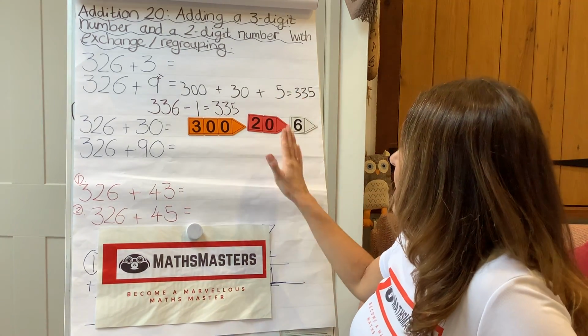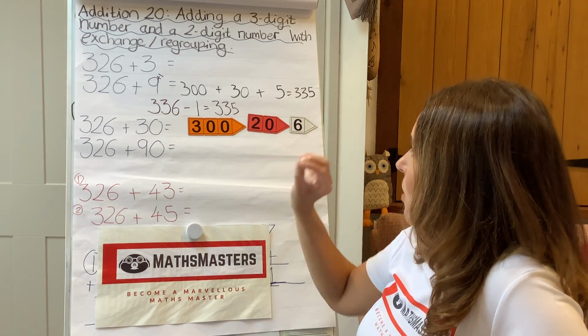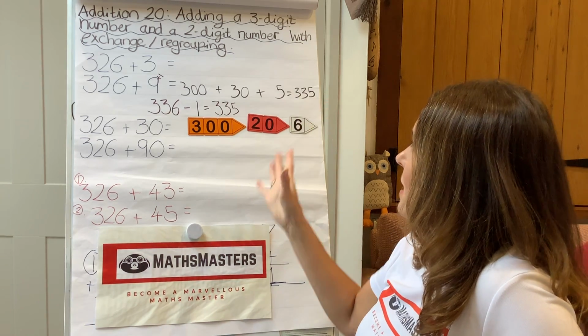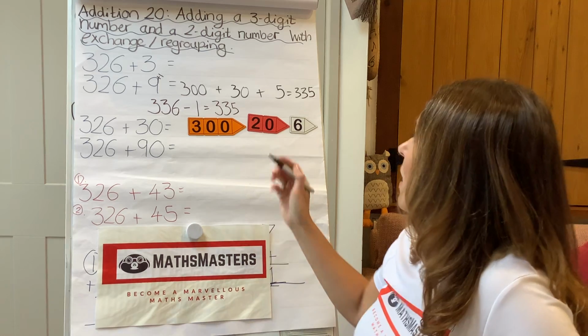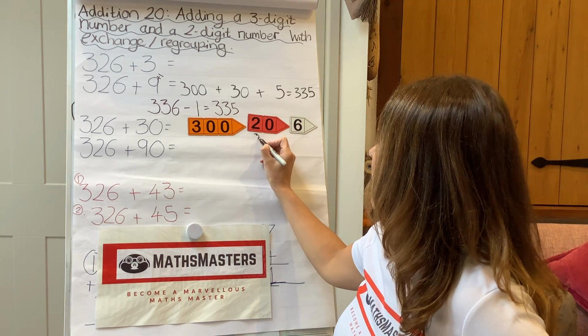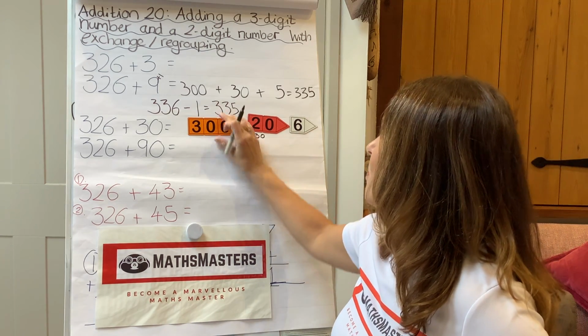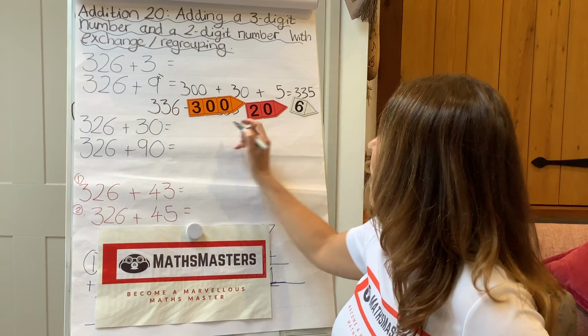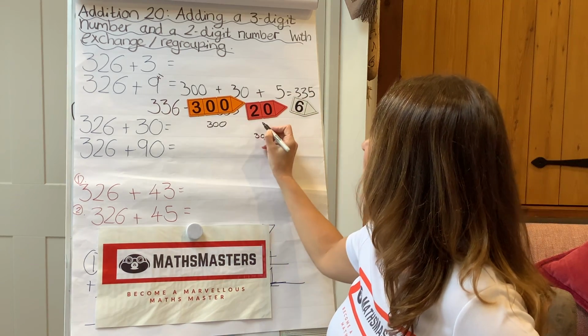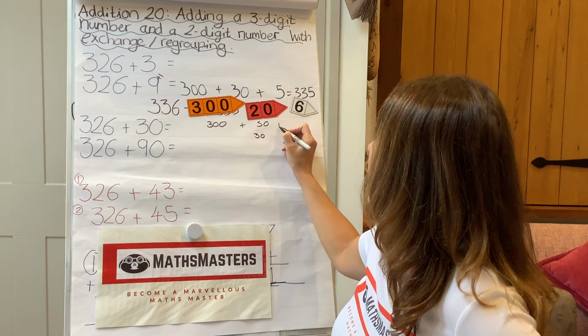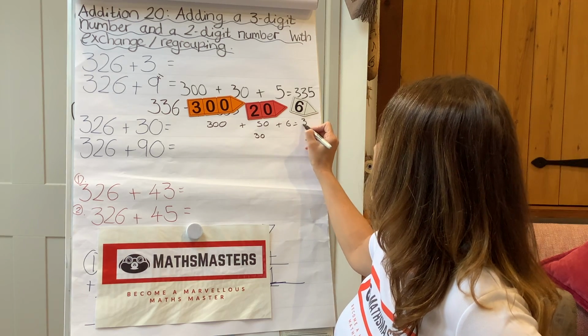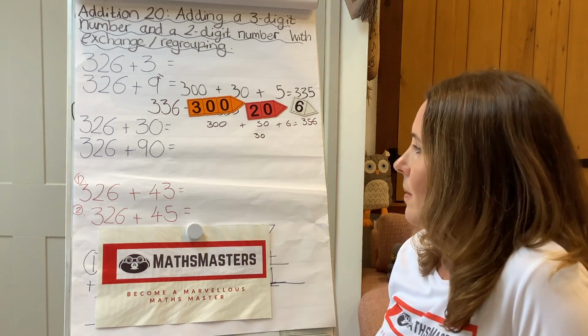So 2 tens and 3 tens, or 2 and 3 makes 5, so 20 and 30 makes 50. So you're going to add on the 30 here, so it's going to be 350 and 6 is equal to 356.